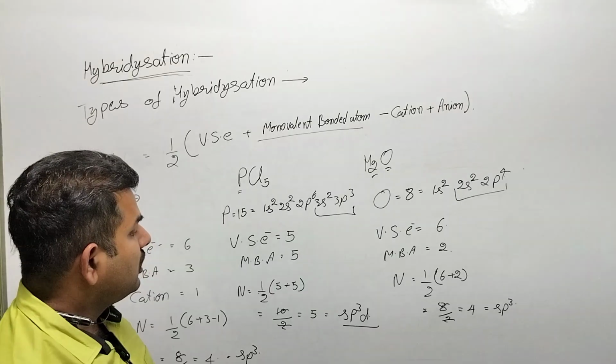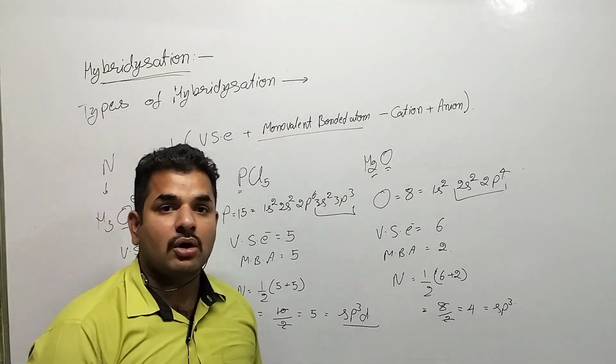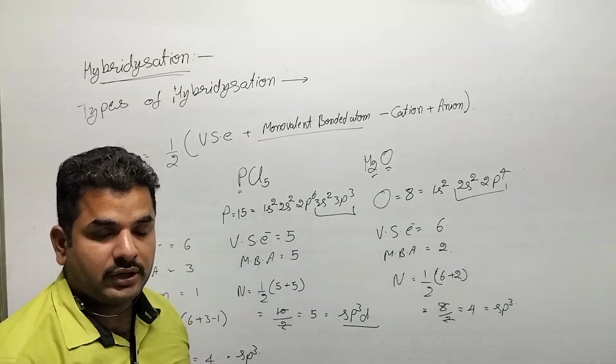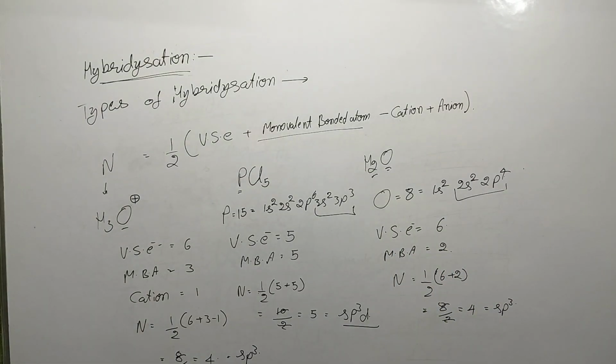So this is the method by which we can find the hybridization of different molecules and ions. Thank you.